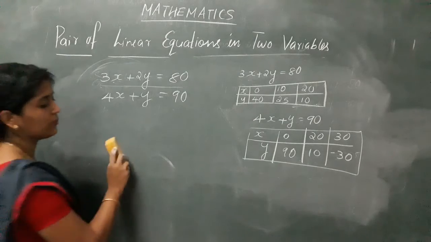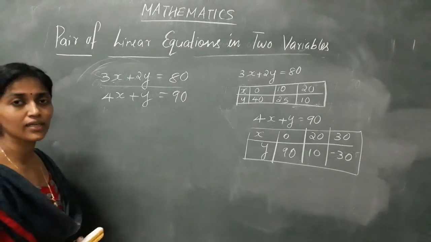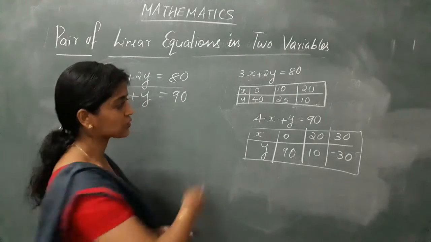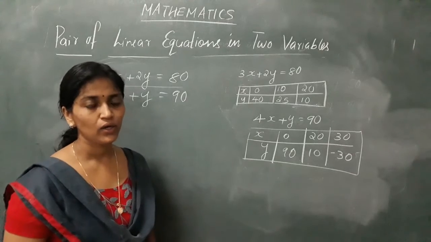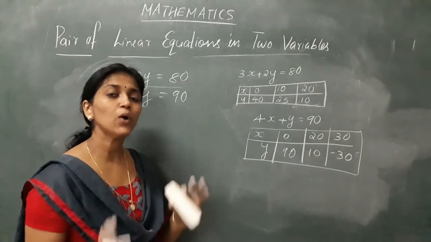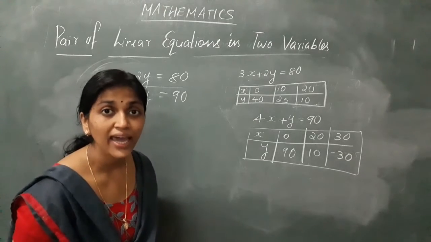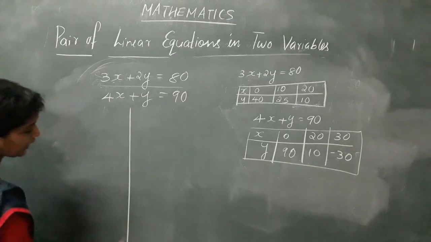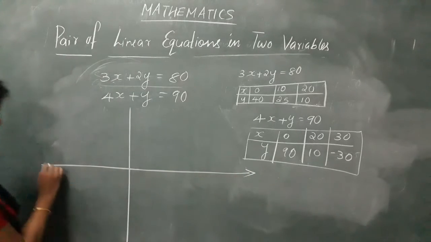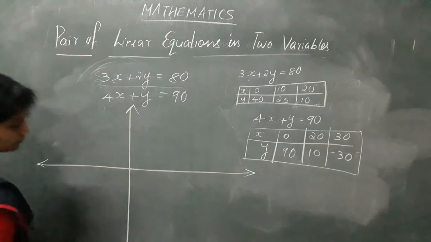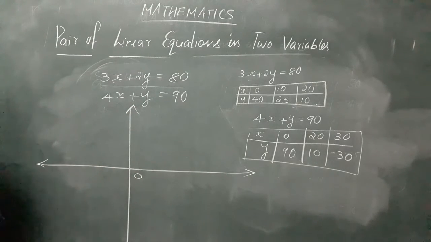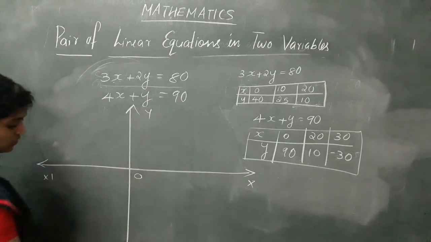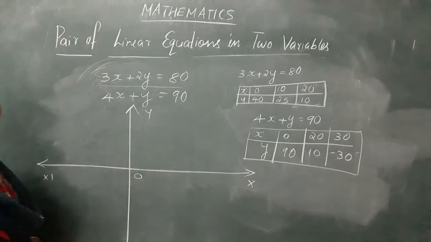Now, how to represent it geometrically? We are going to draw its graph. We have studied pair of linear equations in two variables. Its solution will be of the form ordered pair (x, y), and we represent it in the xy plane. We have already studied it in 9th standard. So we'll draw the xy plane. It's our origin, then x dash, here y dash. Clear?